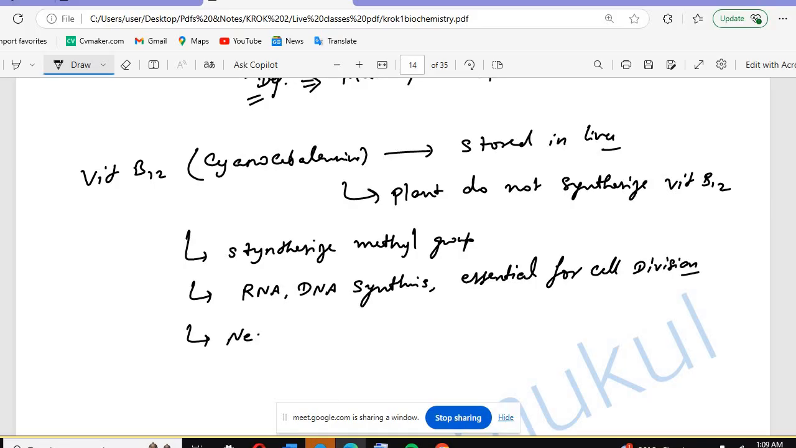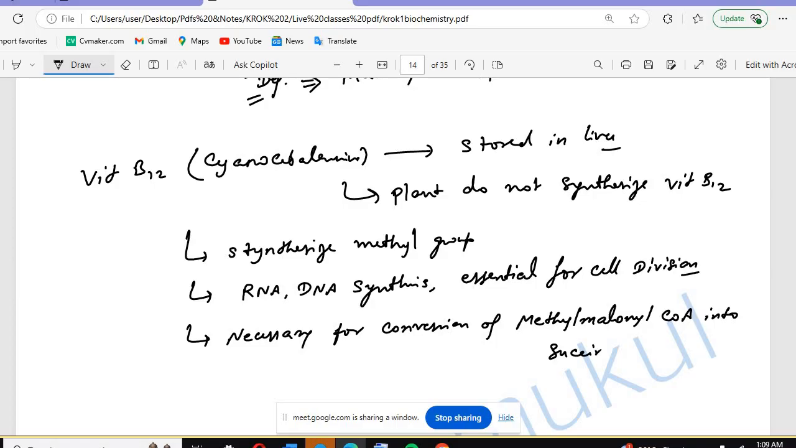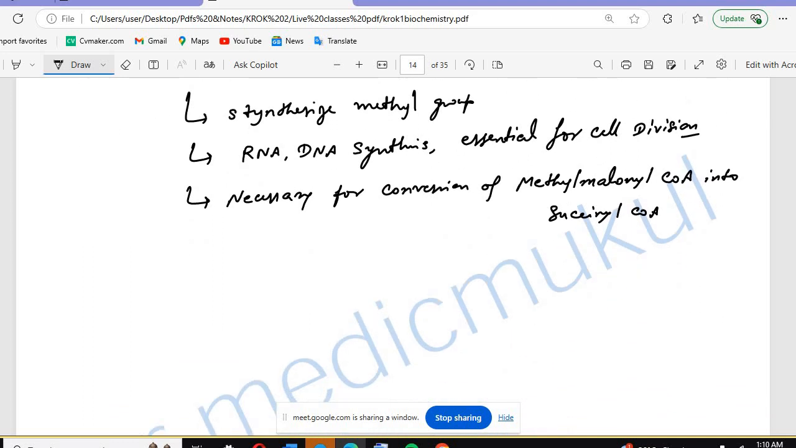Necessary for the conversion of methylmalonyl coenzyme A into succinyl coenzyme A. This is very important that you have to remember. It is necessary for the conversion of methylmalonyl coenzyme A into succinyl coenzyme A.